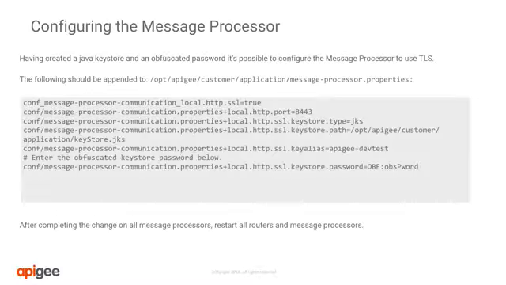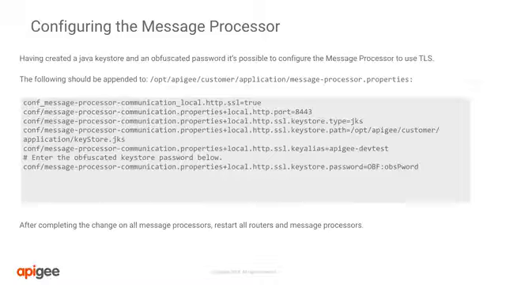Having now created the key store and the obfuscated password, we can now configure the message processors. To do this, we again use code with config. The configuration shown should be appended to message processor.properties in the customer application directory. If the file does not already exist, then it should be created.